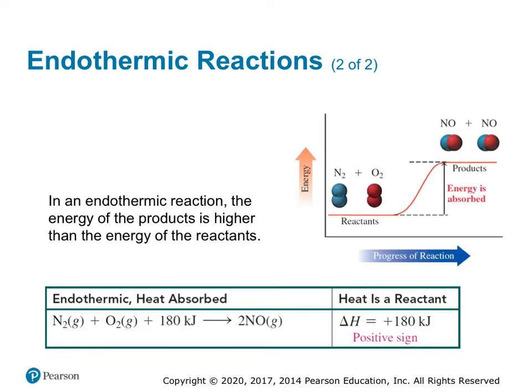Again, looking at it graphically, the energy of the reactants is low, the energy of the products is higher, and the difference between the two is the amount of energy that is absorbed. So we write that either as the heat being a reactant, or with the delta H off to the side being a positive number.